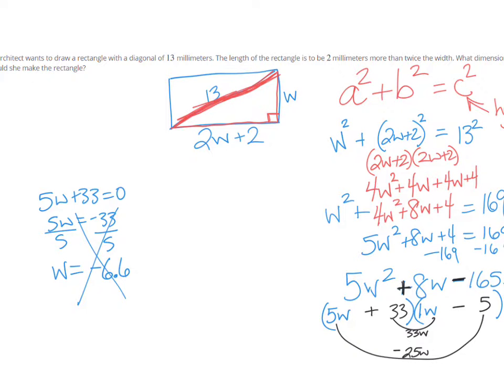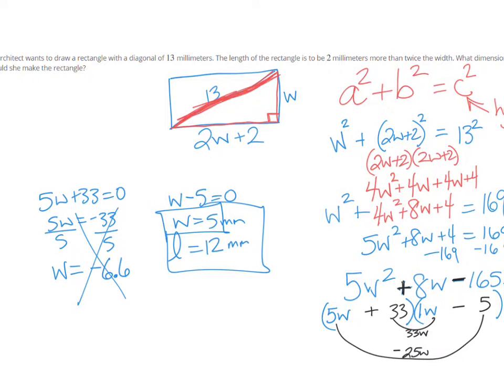The other one is a 1W, or just a W minus 5. Add the 5. Ooh, that's way prettier. Okay, so I think my width is going to be 5. That's one of my answers. And then I take that 5 and I plug it in right here to see what the length would be. So 2 times 5 is 10, plus 2 is 12. So I think my length is going to be 12. And these measurements are in millimeters if you're labeling there. All right, there's my 2 answers.